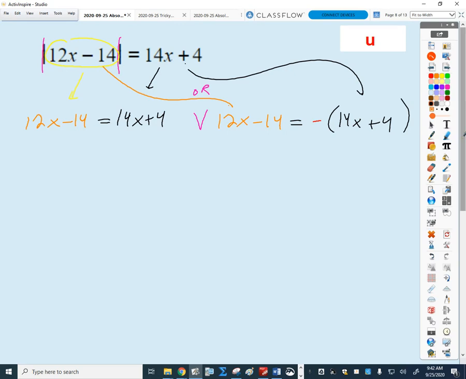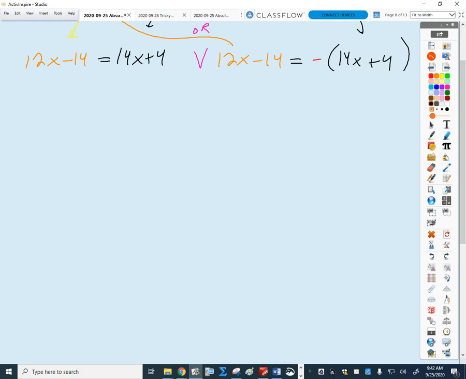Okay, so Calvin, what are the steps I'm going to follow to solve this equation? Questions to Calvin Ellis. Okay, what about Ashley? What am I going to do right here? How am I going to solve this? Questions to Ashley.